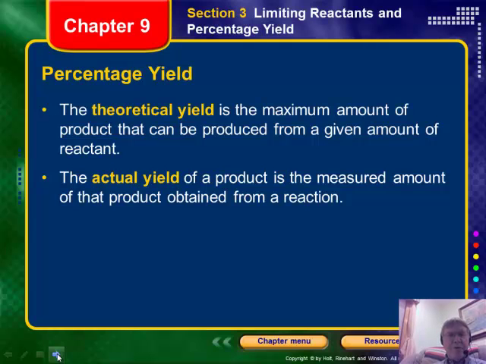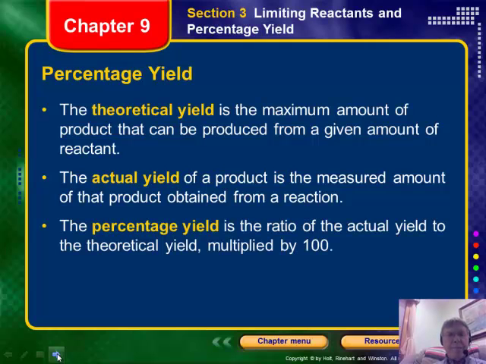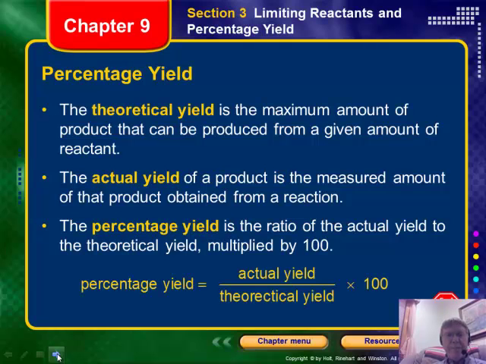When you go in a laboratory and carry out the reaction, the actual yield is the amount that you really get. There's a number of reasons for this. We'll cover those here in a little bit. But the actual yield is usually less, and it may be significantly less than the theoretical yield. The percentage yield is the ratio of actual to theoretical. In other words, it's the actual yield divided by the theoretical yield times 100 to make it a percentage. And so you see that equation here. Percentage yield equals actual yield divided by theoretical yield times 100.